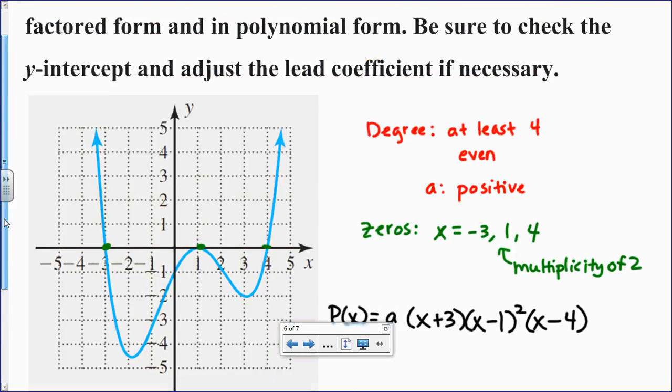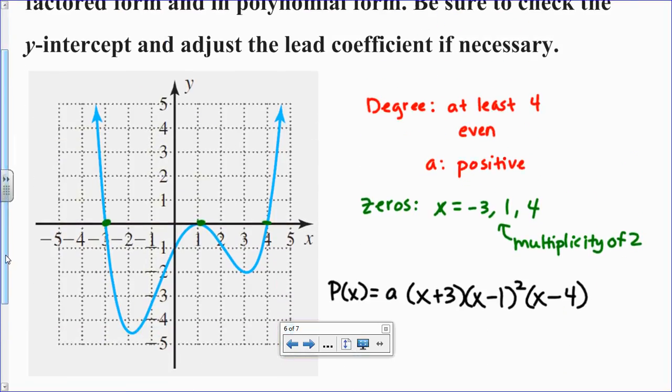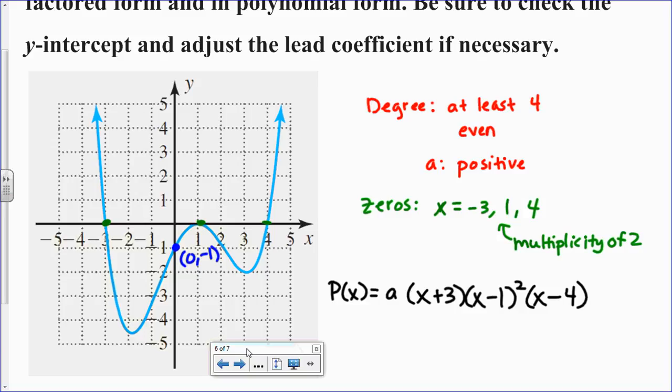It tells me how to do that. It says check the y-intercept and adjust the leading coefficient. So I could really use any point on the graph. The y-intercept is just the easiest. So that's (0, -1), so any point besides the zeros. So I'm going to plug (0, -1) in for x and p of x, and solve for A. So that's -1 equals A times (0 plus 3), (0 minus 1) squared, (0 minus 4).